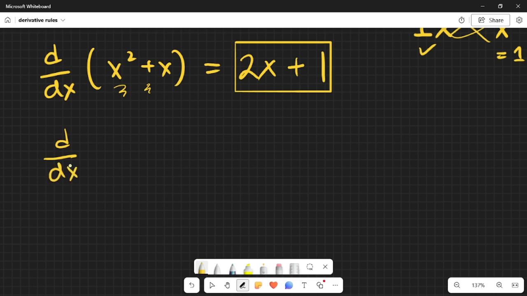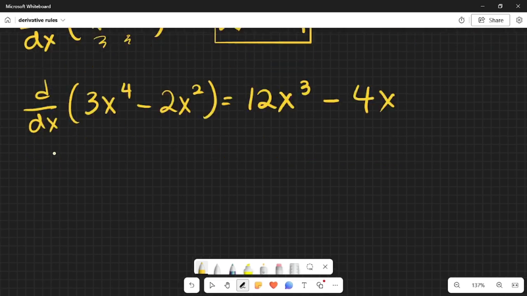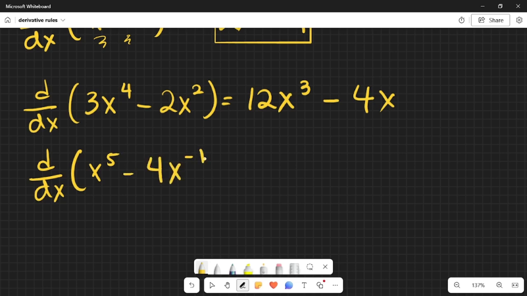Using the sum and difference rule, 3x to the 4th minus 2x squared. This is 12x raised to the 3rd power minus 4x. Now, another question. x raised to the 5th power minus 4x raised to the negative 1 power plus 6.